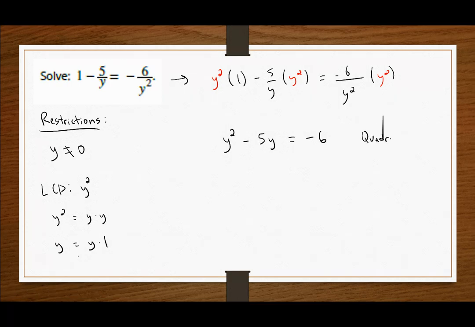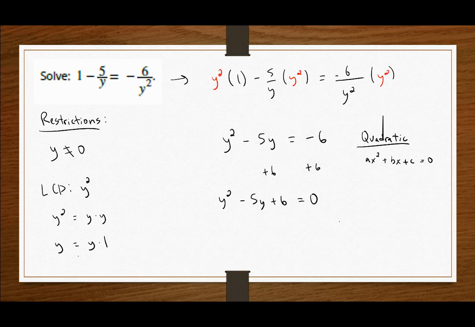Since this is a quadratic, we want to put it in the form of ax squared plus bx plus c equals 0. In other words, we need to set the equation equal to 0 in order to be able to solve with the techniques that we're familiar with. So in this case, that involves moving our constant to the left-hand side of the equation by addition. So now I have y squared minus 5y plus 6 equals 0.